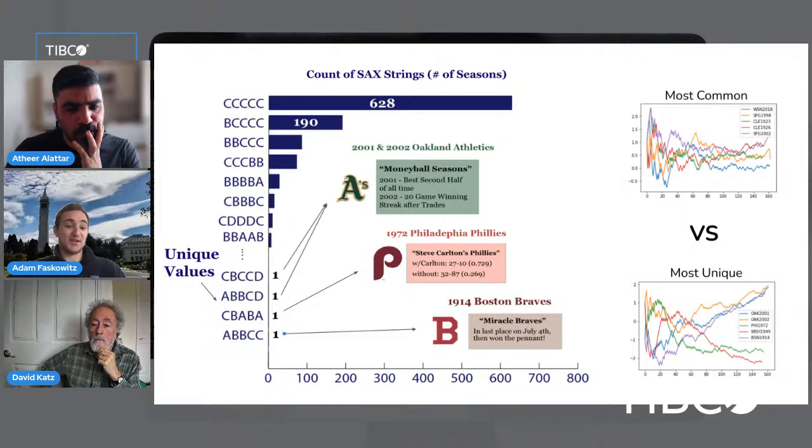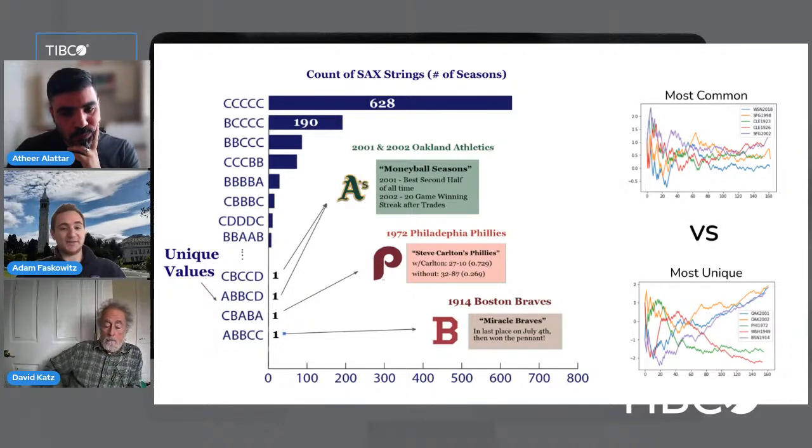But what's really interesting is once you get down to the unique values, because what these unique values are saying is that no other team in MLB history had quite the trends as this one team did. The way I confirmed to myself that the method was effective is just anecdotally, looking at them. The two that showed up in the unique values were the 2001 and 2002 Oakland Athletics. And if you don't know, those teams had a whole movie made for them.